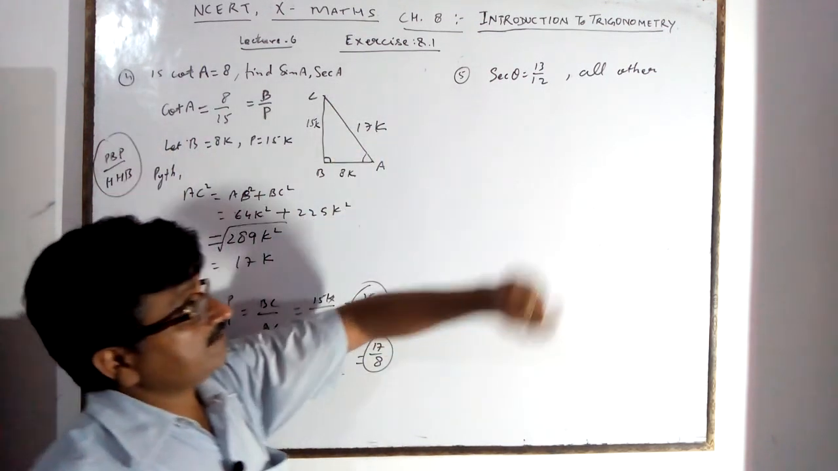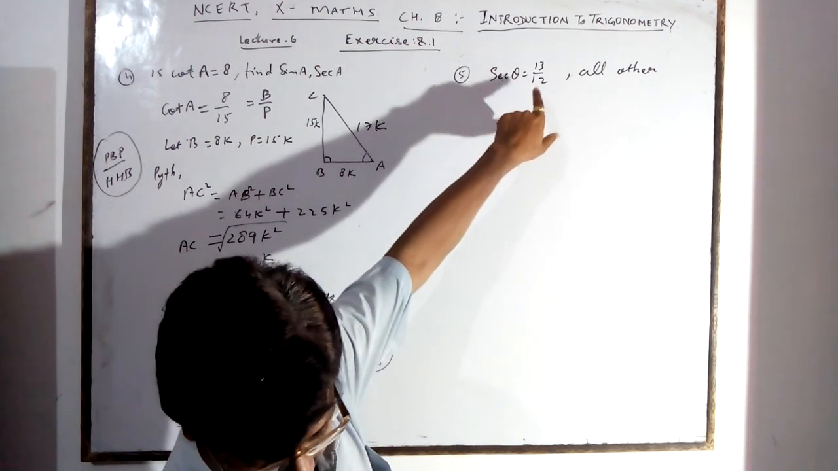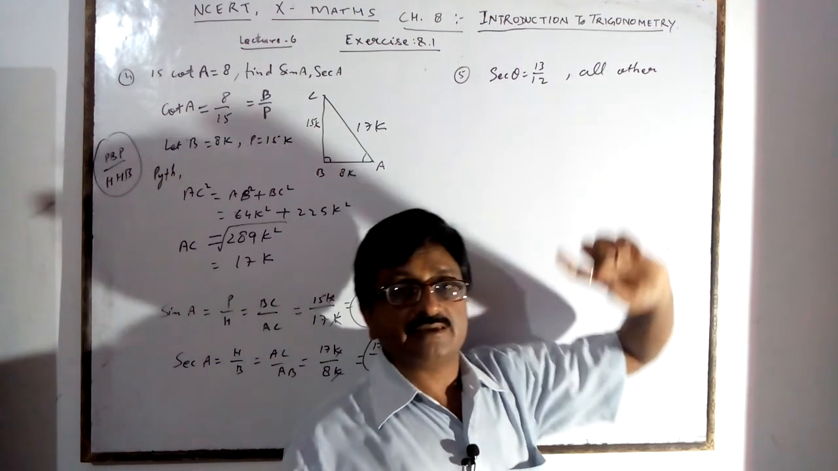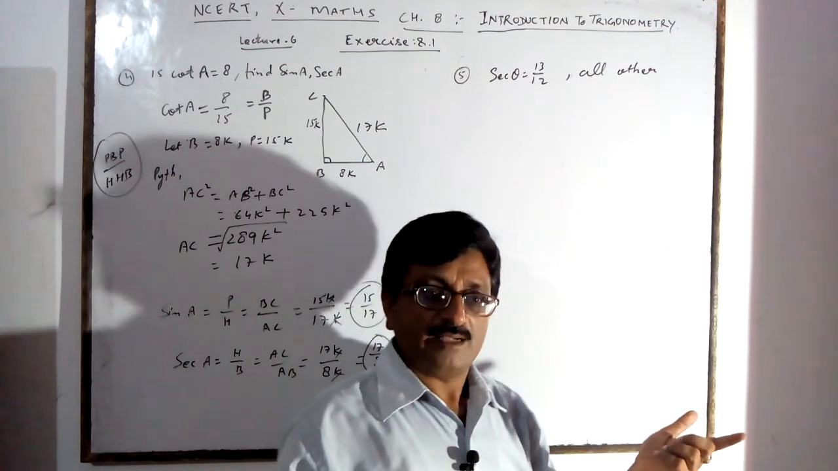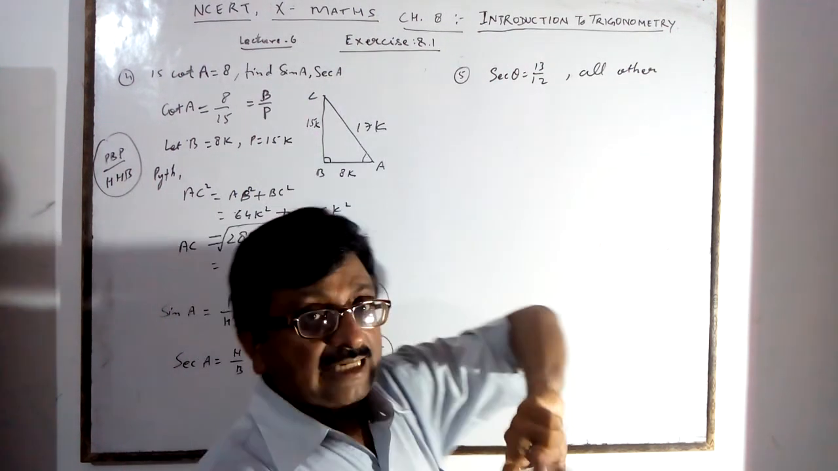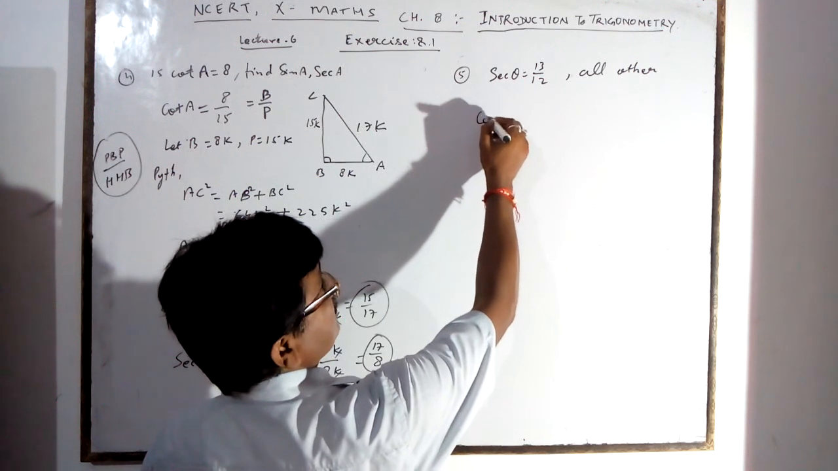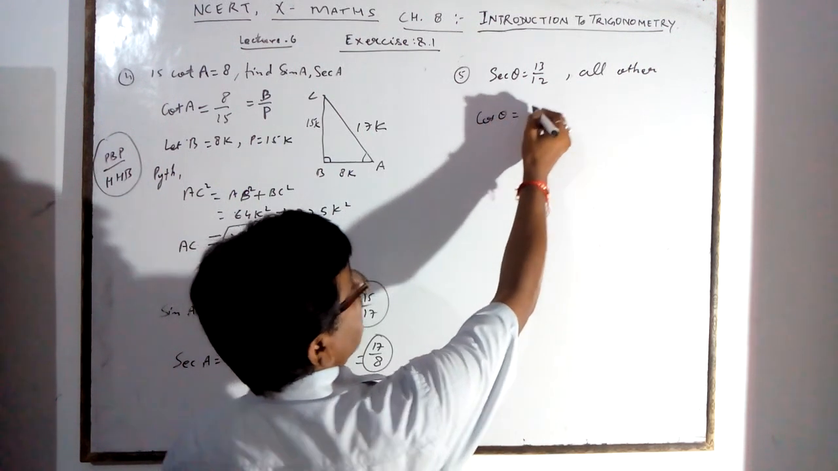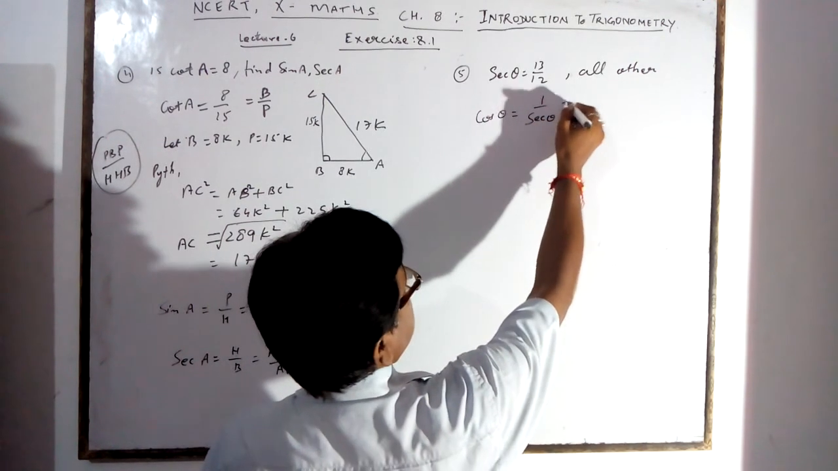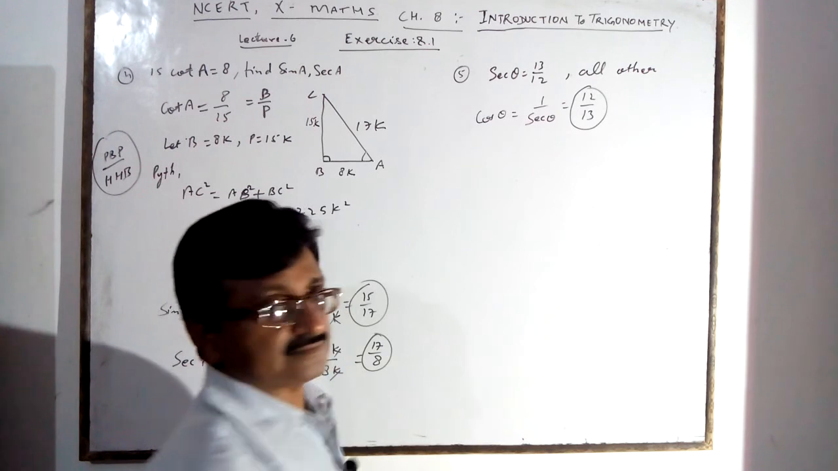Question number 5 is given. If sec A is equal to 13 by 12, calculate all the other trigonometric ratios. Very simple. From sec you can directly get cos. Cos theta is equal to 1 upon sec theta, and that is directly 12 by 13. One answer you are getting.